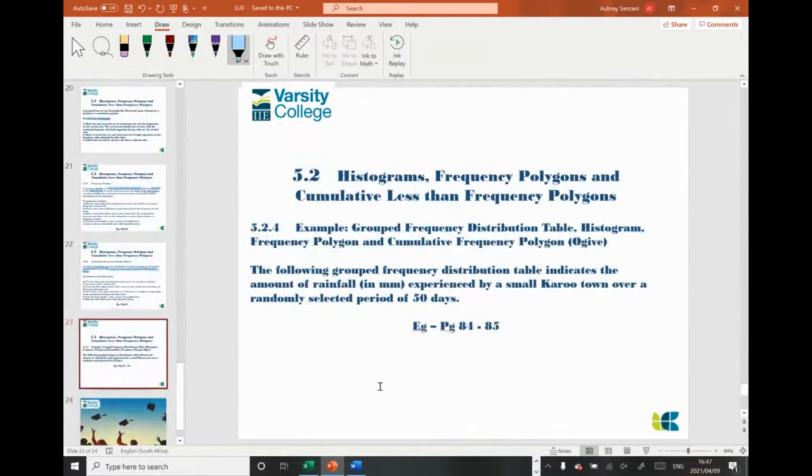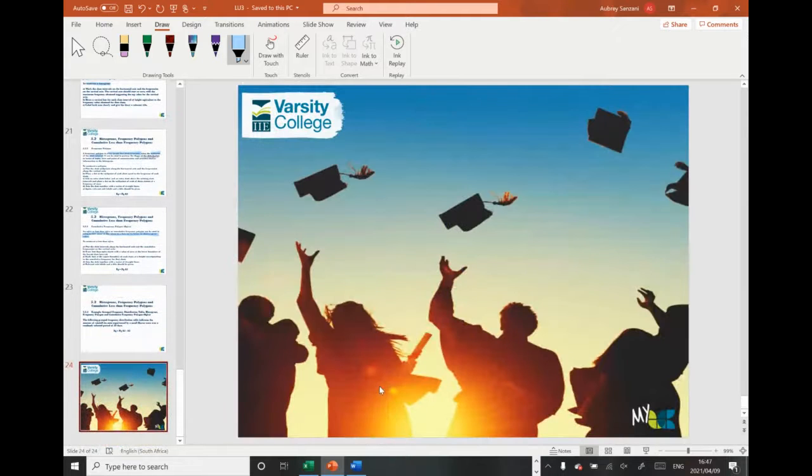And ladies and gentlemen, that is it. So again, please just go through the slides. Go through your manual, make sure that you understand how to actually make those graphs.